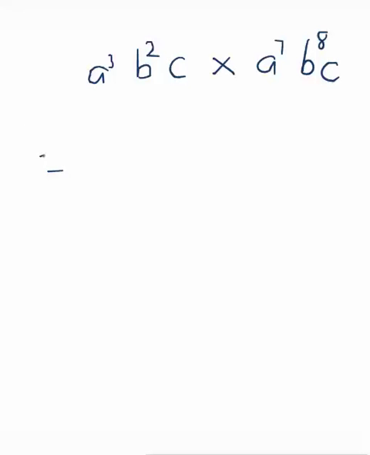Once again, if this confuses you, just remember that there is actually times in between everything. There's invisible times everywhere. It's just that sometimes we don't have to write it, and it's better for us not to write it because it takes up less space. So work with one thing at a time. I have my a to the power of 3 first, so I'm going to work with my a. Do I have an a on this side? Yes, I do. So my base stays the same.